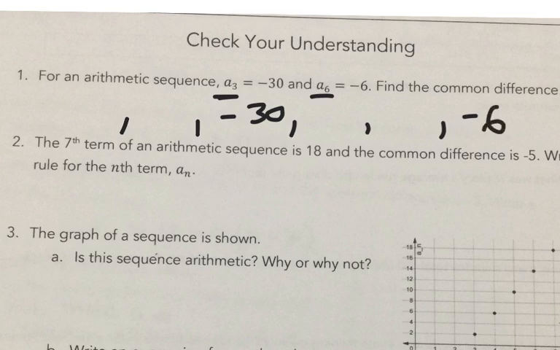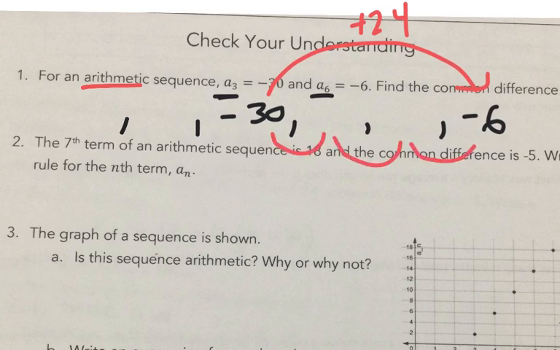Find a common difference. So the key is it tells me it's an arithmetic sequence, which means we are adding or subtracting the same number over and over and over. So in total, how much did I grow to get from negative 30 to negative 6? How much have I went up in total? 24. And so if I had to divide that equally, so I'm adding the same thing every time.